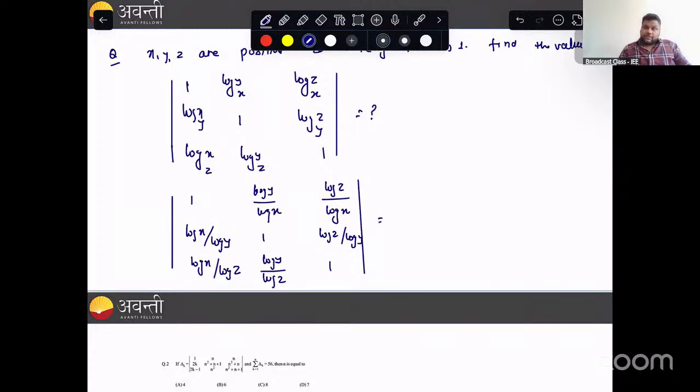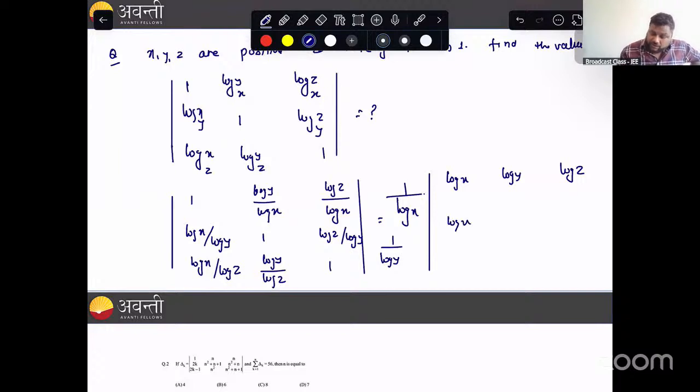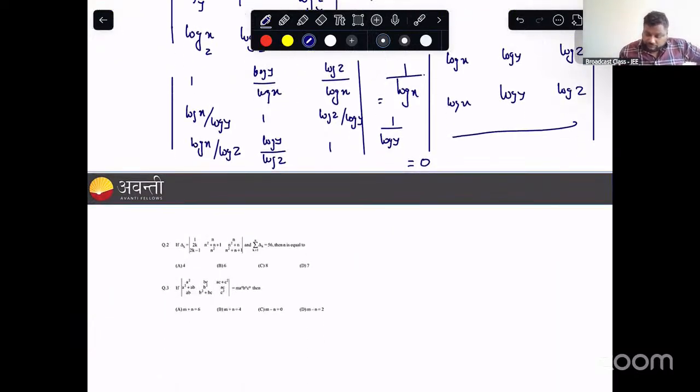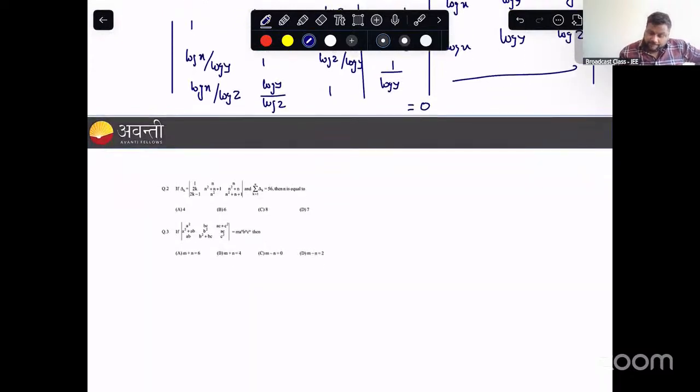Let's do one thing. From the first row, take 1 by log x common. So what do you get? You get log x, log y, log z. From the second row, take 1 upon log y common. So you get log x, log y, log z. Now whatever the third row is, if in any determinant any two rows are identical, then the value of the determinant goes 0. Understood? Is it okay?